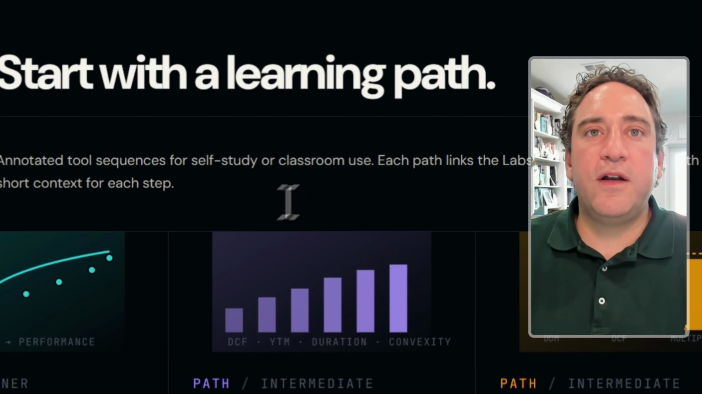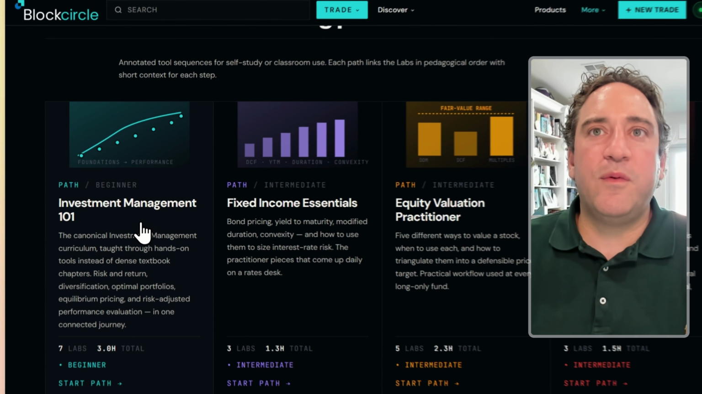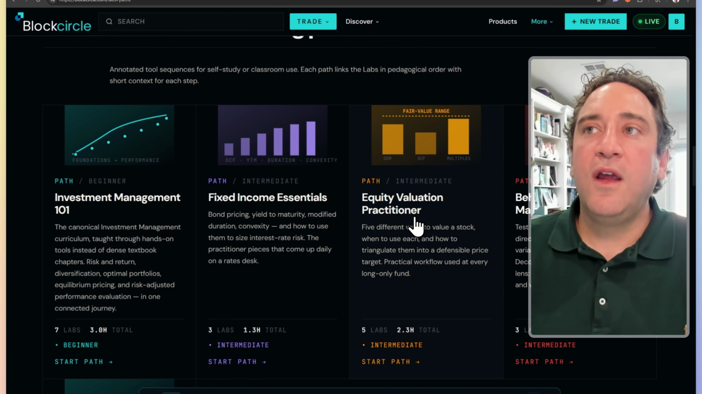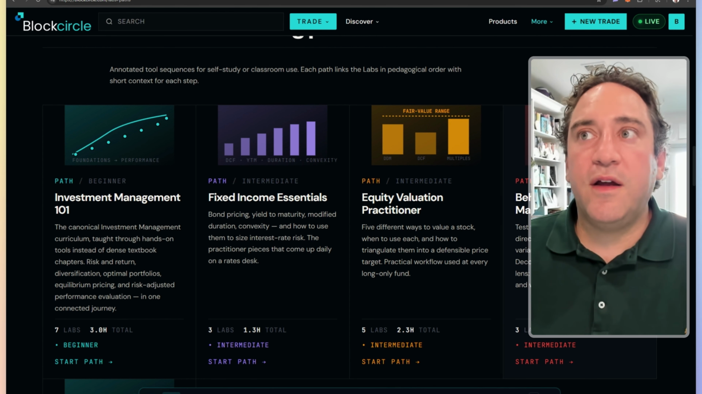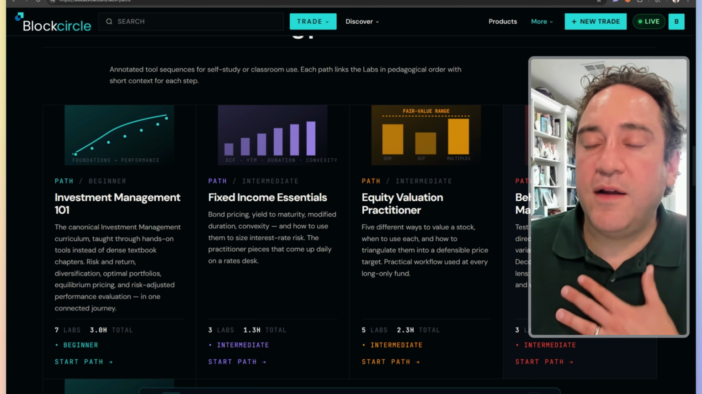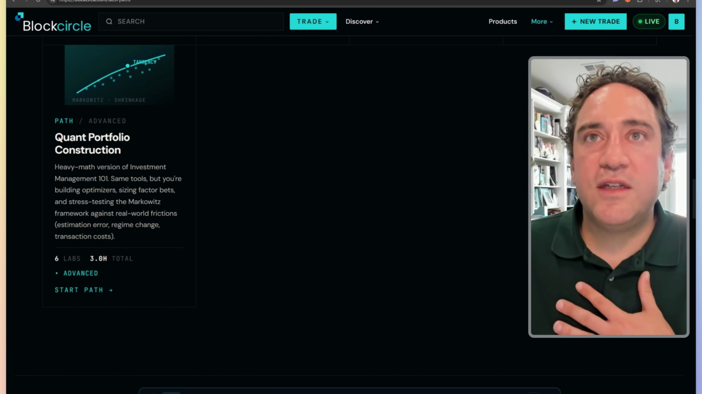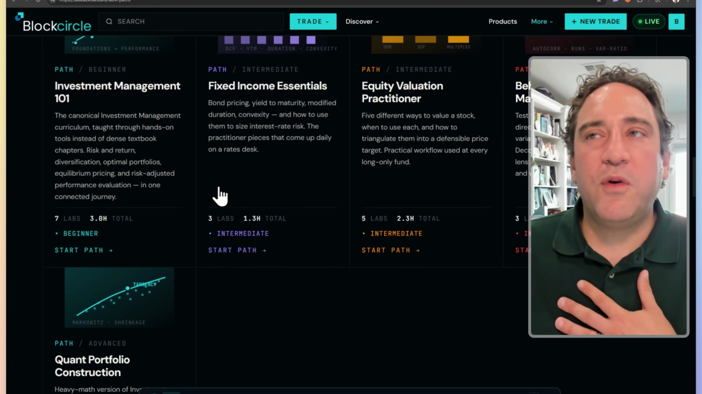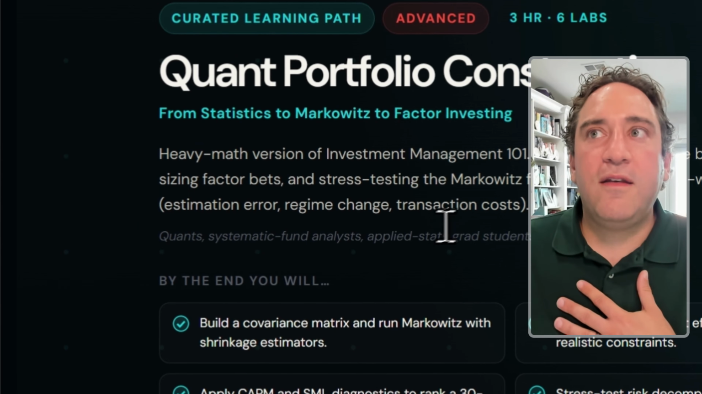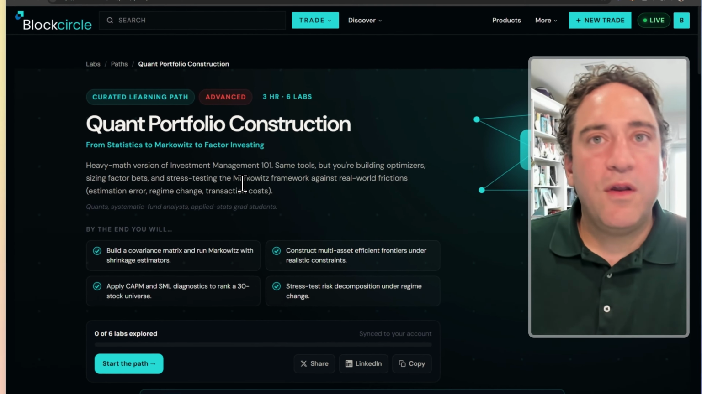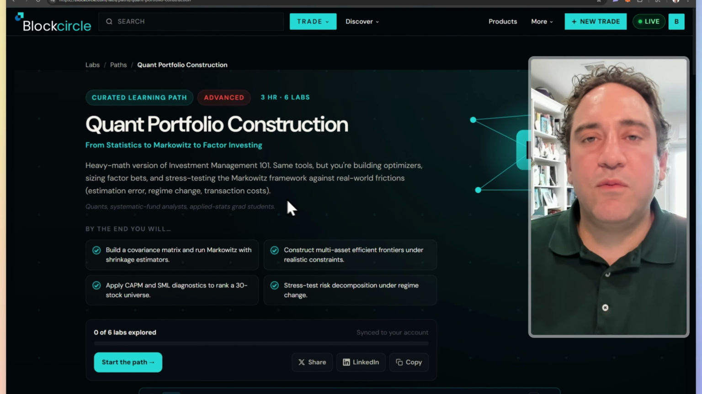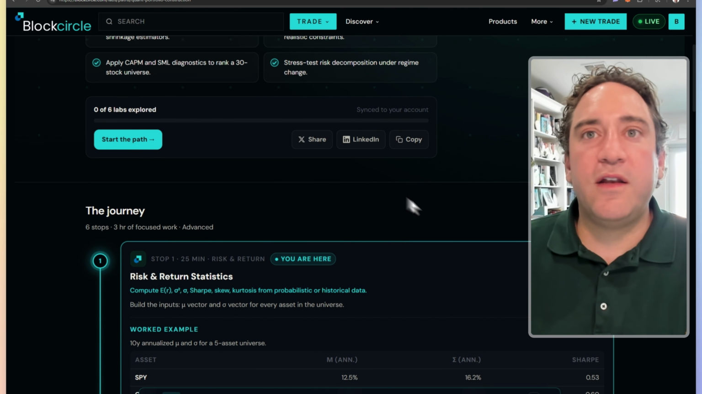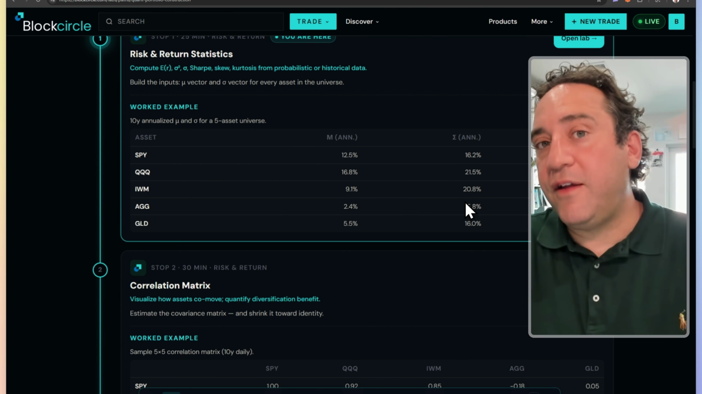And then if you just click Learning Path, you can say, I want to take Investment Management 101, or I want to take Fixed Income Essentials, or Equity Valuation. I want to do behavioral finance, which I'm particularly interested in. I've mentioned that many times. And then quantitative portfolio construction. So this is more advanced, but if you click it, it tells you step by step which areas you want to get to and which areas you want to have some exposure to. So, you just start it and track it, and it's entirely for free.